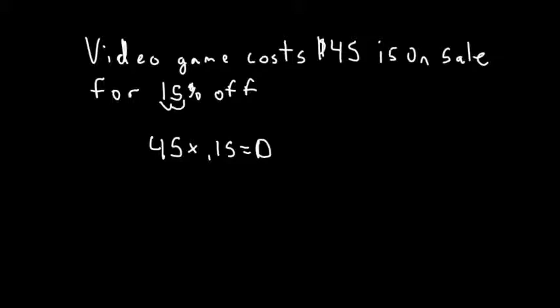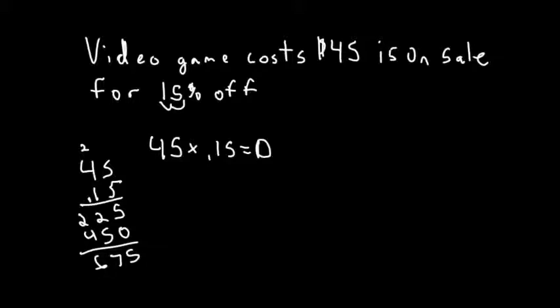So I need to do 45 times .15, so let's pull that out to the side, work that out real quick. 5 times 5 is 25. 5 times 4 is 20, plus 2 is 22. 0 placeholder, 1 times 5 is 5, 1 times 4 is 4. Add this up, I get 5, 7, 6. 2 decimal places in my problem, so 2 in my answer. So my discount equals $6.75.